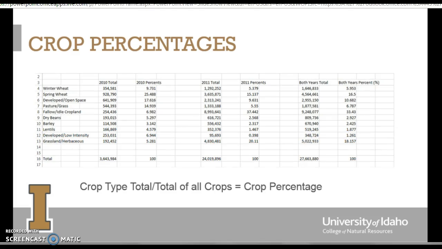For 2010, 2011, and then both years combined, I added up the total amount of the crop types, which is found in the bottom, and then I got the percentages of each of those crops. For instance, for winter wheat, I take the 354,581 and divide it by the total, 3,643,984, to get the percentage, which would be 9.7% of the total crops being winter wheat.